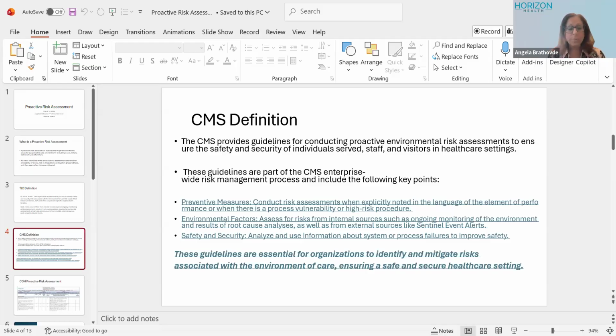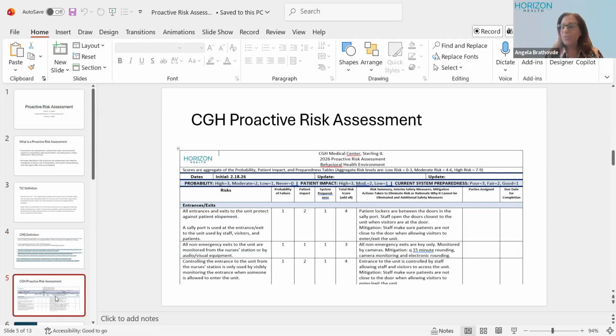So I'm going to show you some pages of the risk assessment that we did at CGH on the BHU, identifying all the areas, and I'm going to show you all the areas that we look at. This is not the entire proactive risk assessment. The entire proactive risk assessment is about 40 pages because we really want to go into detail about any risks that are on the unit and what we're doing to mitigate them. So I'm just going to show you the first page.